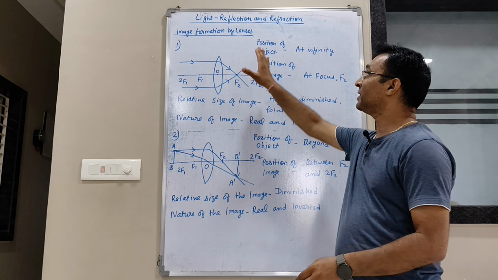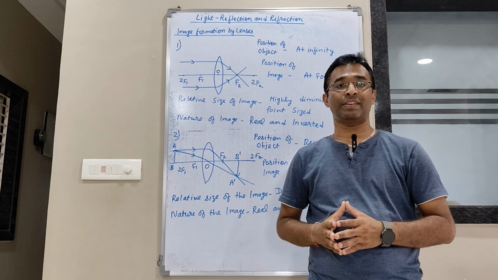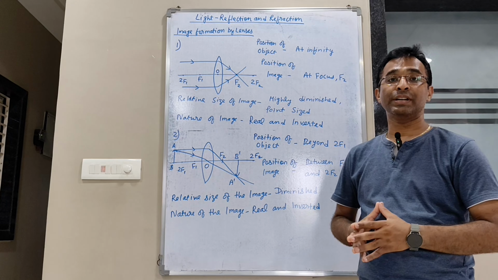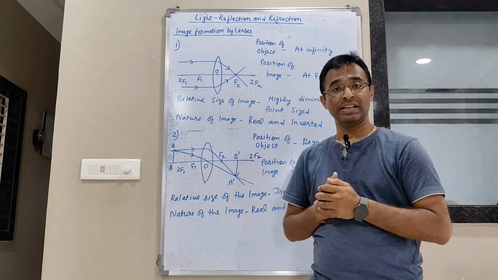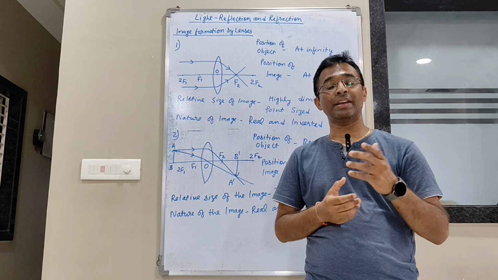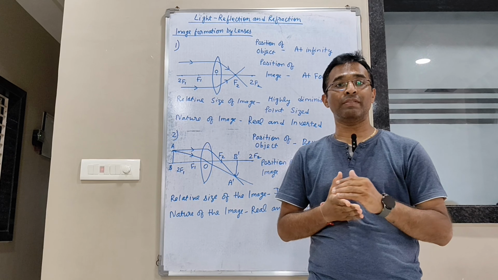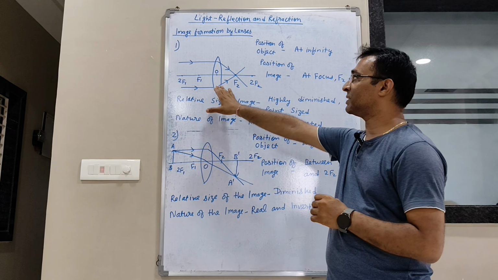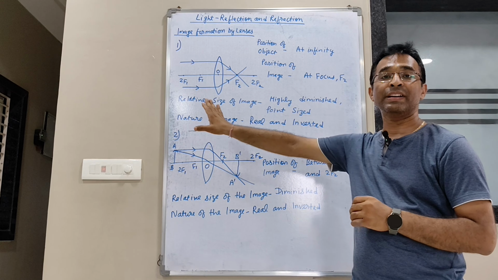Today we are going to continue the light refraction chapter. In this class we are going to study the image formation by lenses. In total there are 8 cases, 6 of convex lens and 2 of concave lens. So let's start by studying convex lenses.